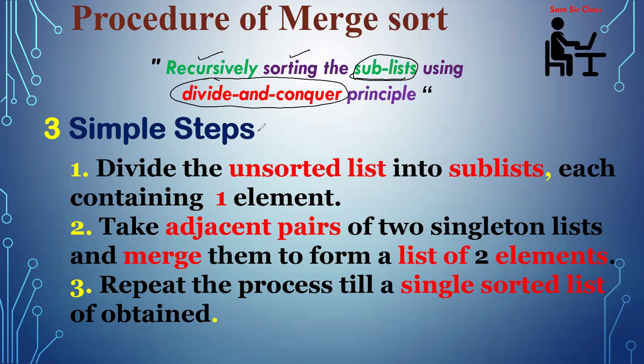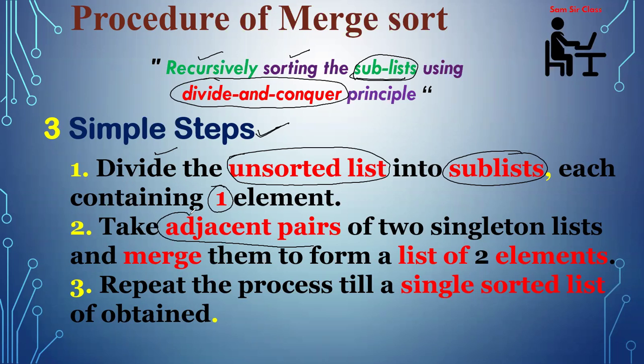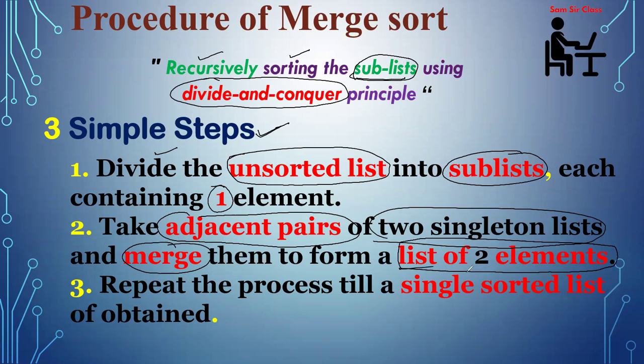So merge sort follows three simple steps. What are the simple steps? You have to divide the unsorted list, definitely the first given list is the unsorted list, into sub lists, till each contains one element, because a single element is a sorted one. Then you have to take adjacent pairs of two singleton lists and combine them so that the merging process can occur, which will give a list of two elements. Minimum two elements are required. And you have to repeat the same process till you get the single sorted list.